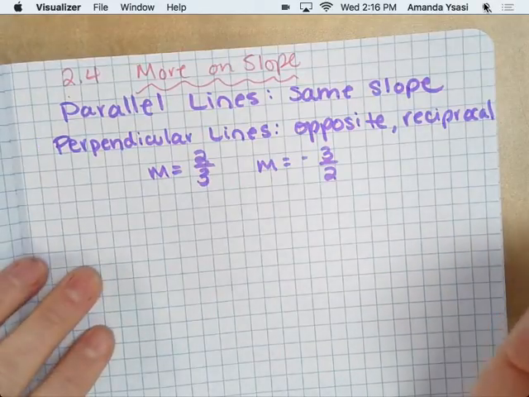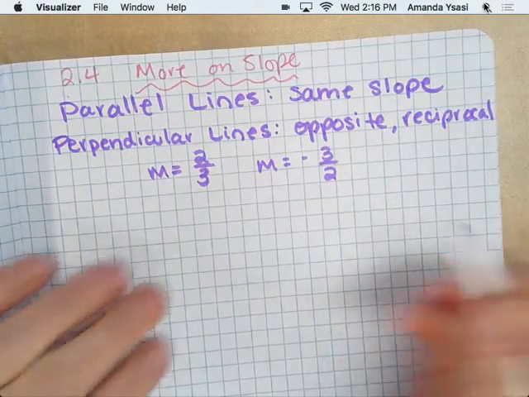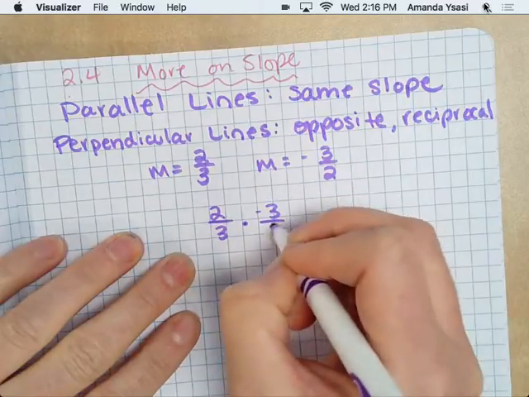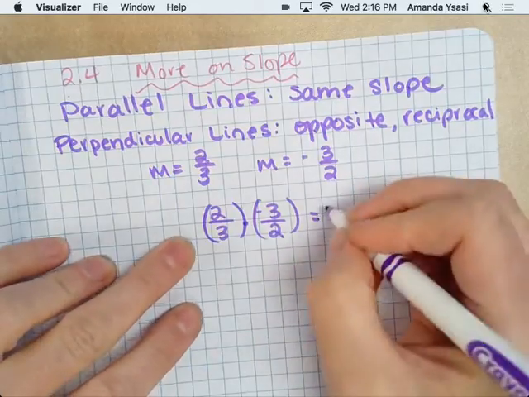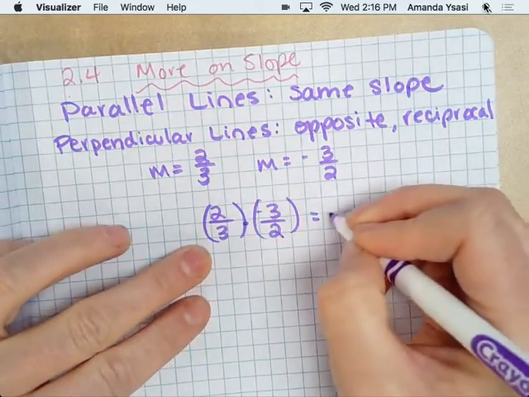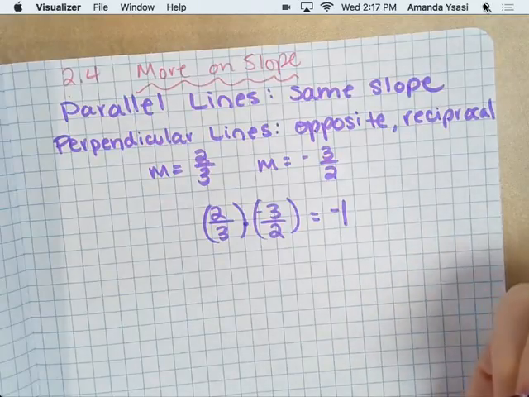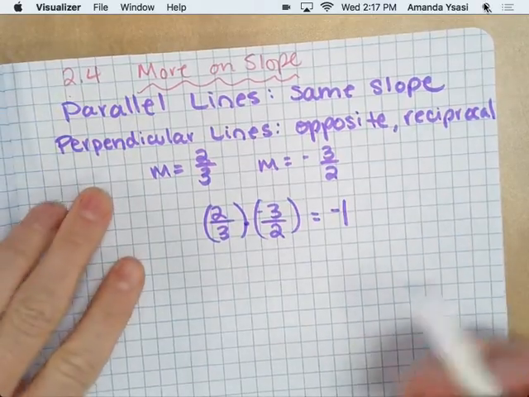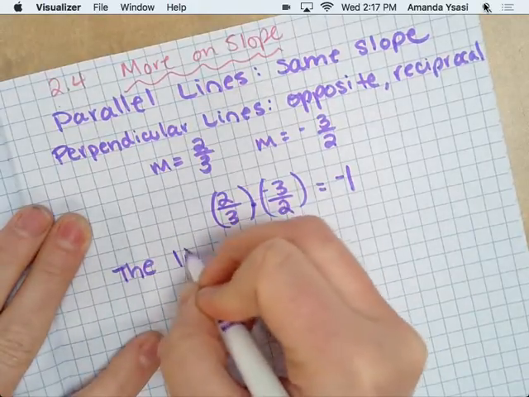Whenever you have a number and the opposite reciprocal, when you multiply those together, it should equal -1. So it'd be -6/6, which is -1. Whenever you multiply slopes that are perpendicular, you'll get -1 every time. And we also know the lines cross at a 90-degree angle.